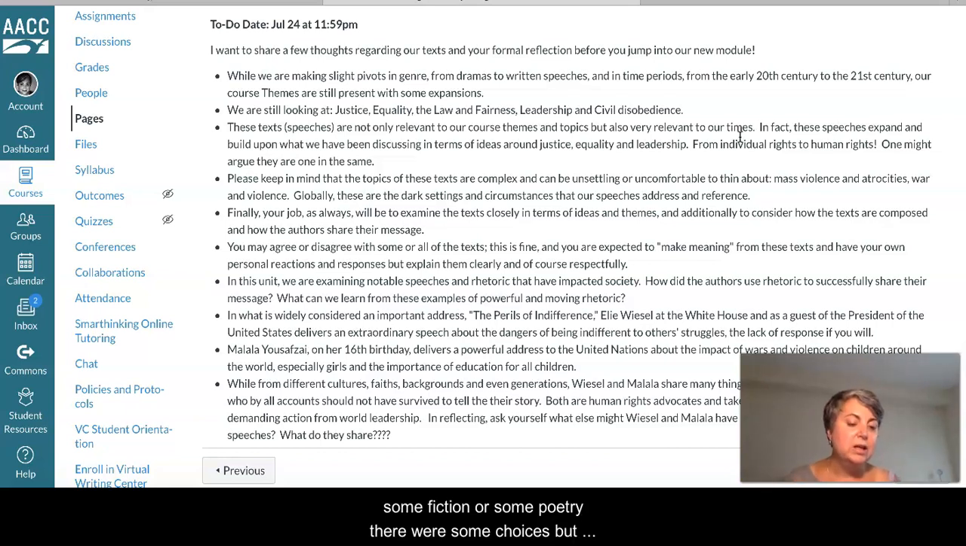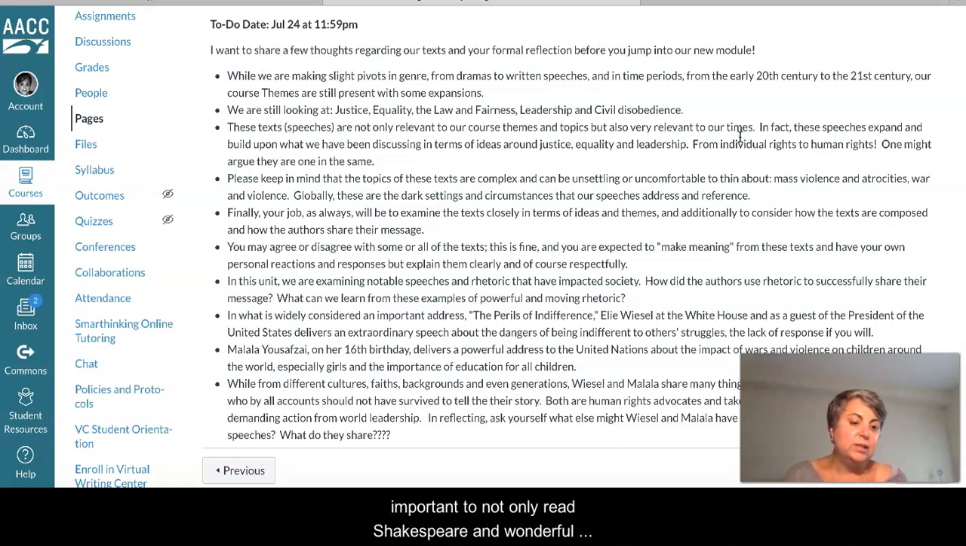There were some choices, but ultimately I felt like the written speeches were not just more manageable and more accessible, because obviously poetry, while I love it, is very dense, it's very metaphorical, a lot of figurative language, and people tend to either love or hate it, okay? So people tend to have some very visceral responses. I felt like the speeches were just more accessible and more manageable for the time frame we have to work in, but also they are incredibly relevant to the times we're living in.